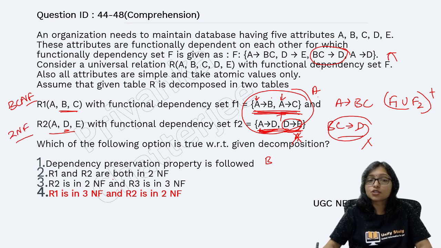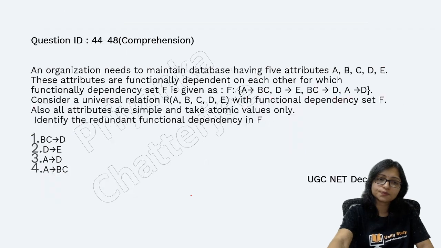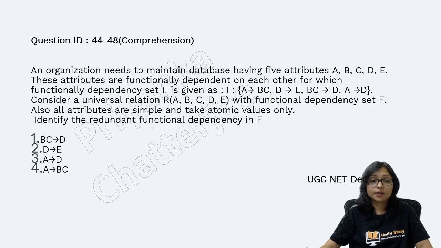Now in the options there is no BCNF. If anything is in BCNF, then it is automatically in 3NF also. That's why we can choose the option, it will be in 3NF and this is in 2NF. Clear? I hope so. Now do this one.